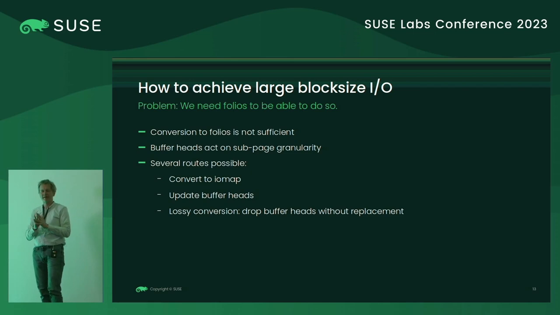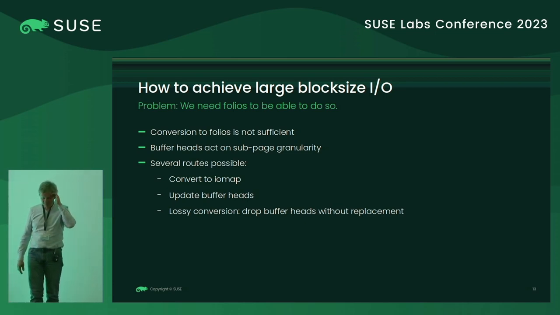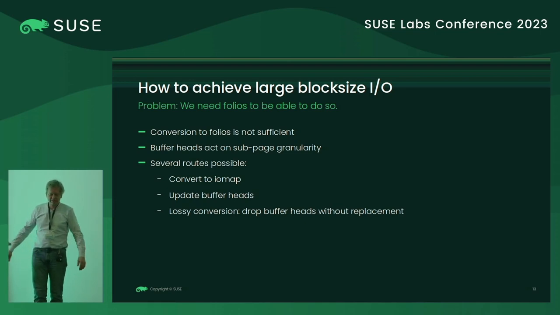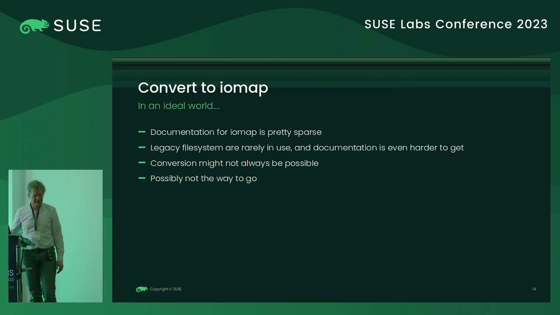All right, no, this is a rather complex task. So what can we do then? The easiest way is to move everything over to IOMAP, because as I said, then we're fine and everything will just work. Or we could update buffer heads, or we can just say, all right, see what we get, kill everything else, and let's see where we end up.